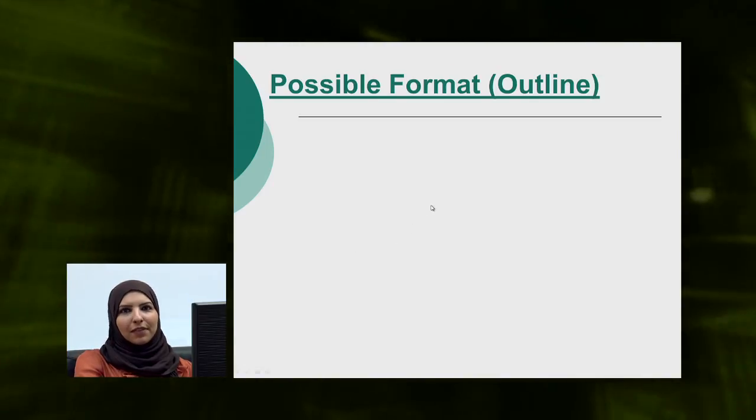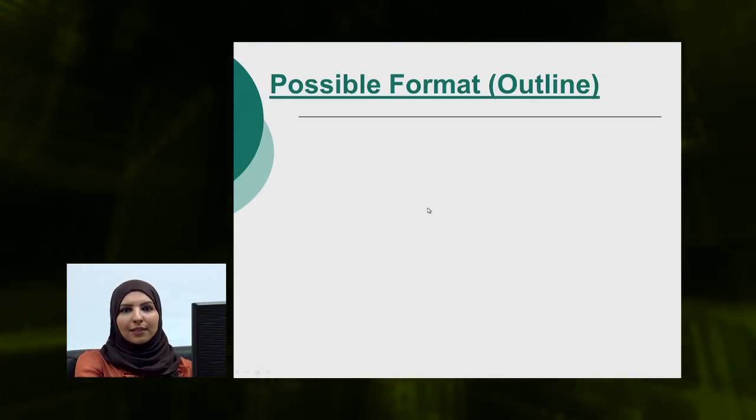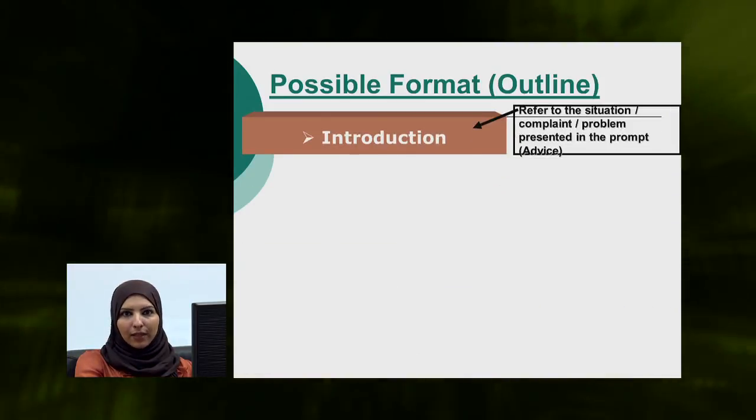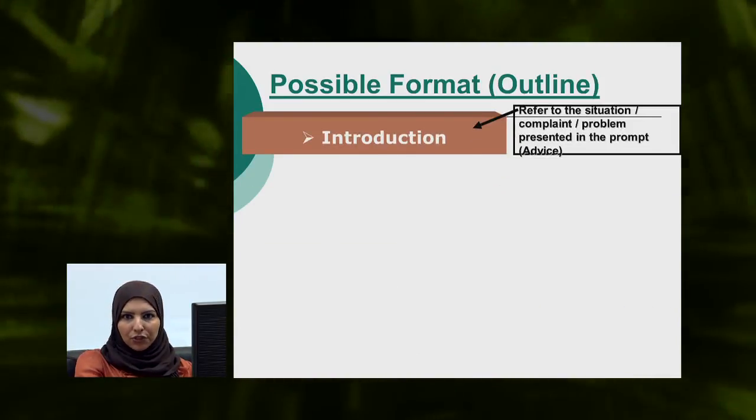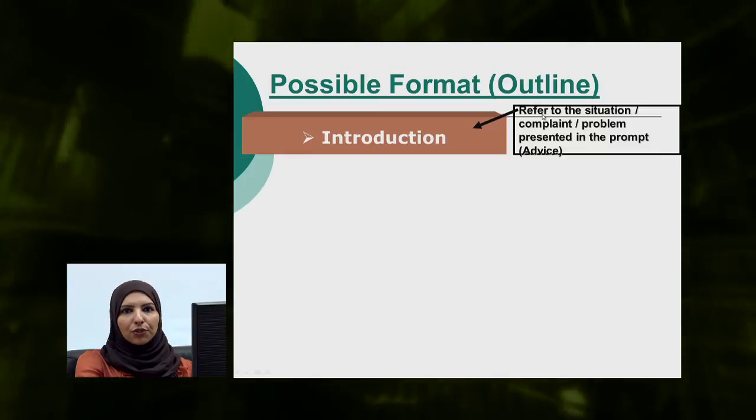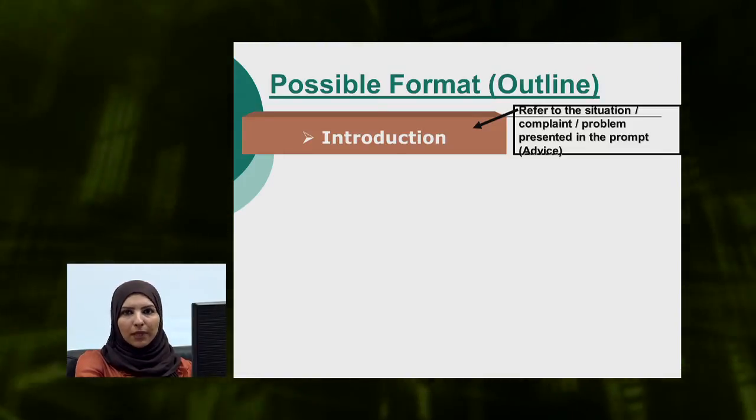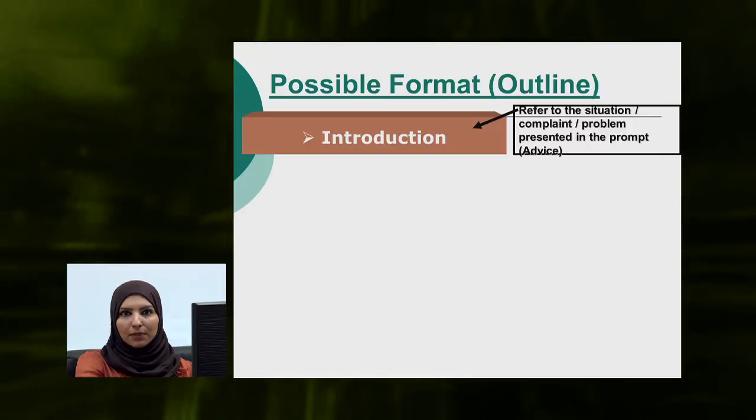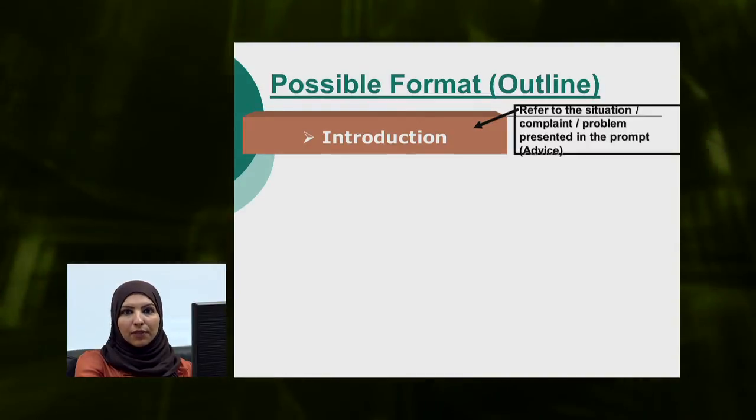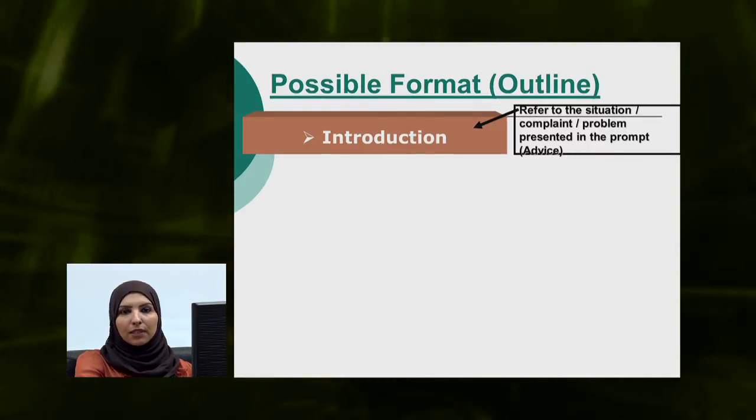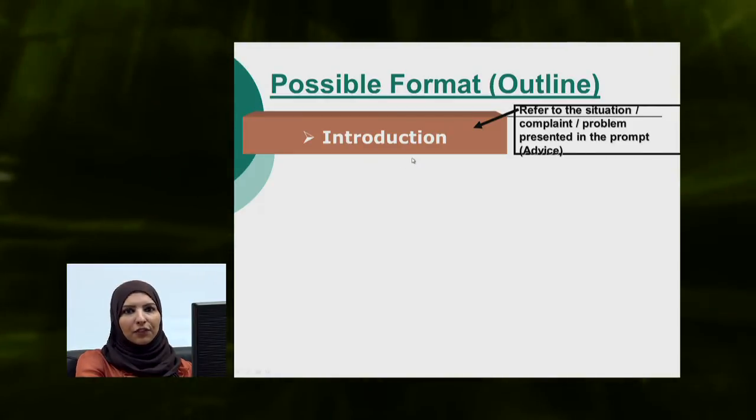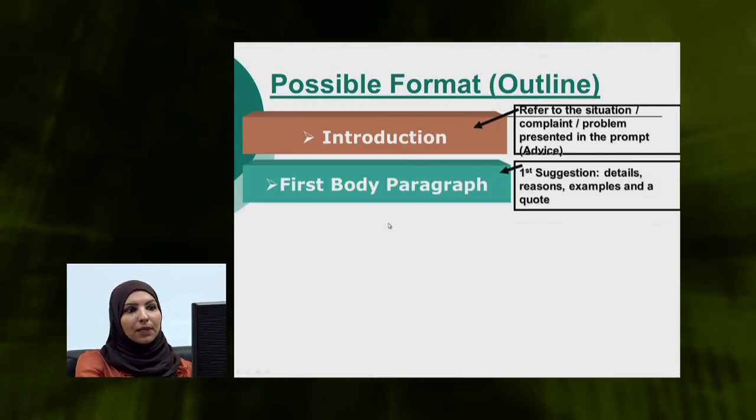The possible format that you can use when you write an essay of advice is as the following. You start with an introduction, and in this introduction, you refer to the situation, the complaint or problem presented in the prompt. And you are going to tell the reader that you are going to give him some pieces of advice too. After that comes your first body paragraph, and in this paragraph, you are going to mention your first suggestion, supported by details, reasons, and examples, and the quote too.